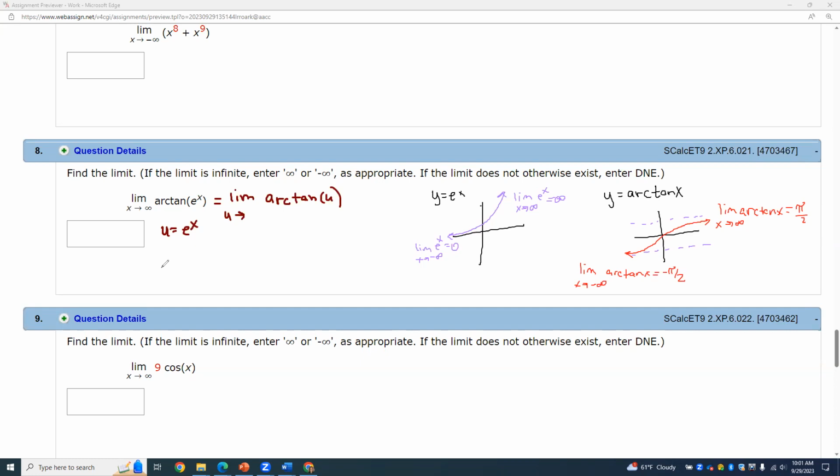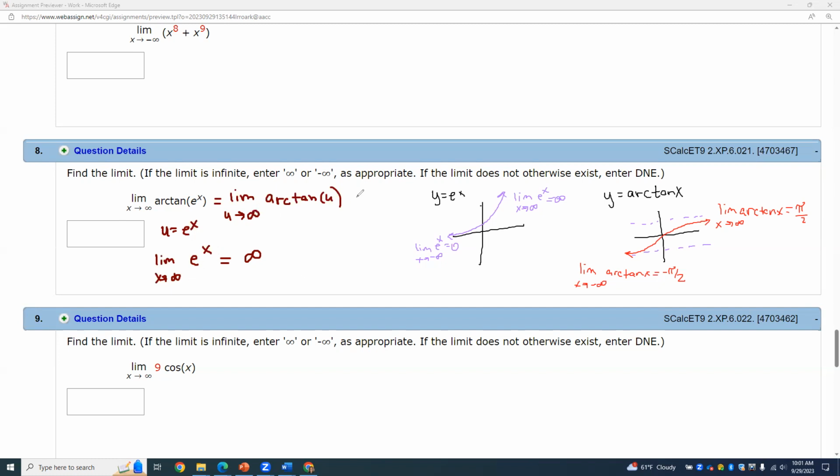So u equals e to the x, and now I want the limit as x approaches infinity of e to the x. We think about our lovely little e to the x graph: as x goes to infinity, e to the x just goes to infinity. It could have been 0, but it's not; it's infinity because x is going to infinity. If it was negative infinity, it'd be 0. So now we can come back and say, as x goes to infinity, u is going to infinity.